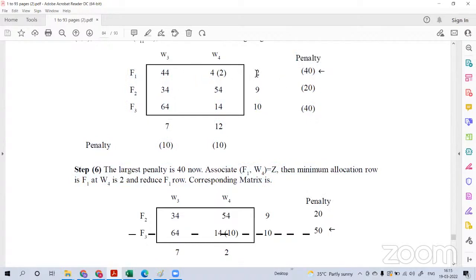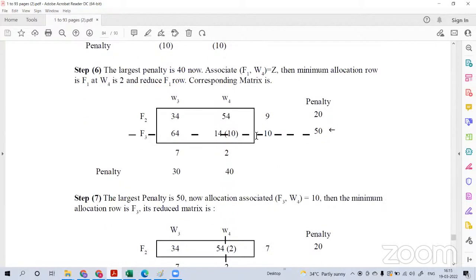In that row, which cost is the least? We should be alert to the availability. The least is 4, so I allot 4 into 2. So the row and column, the row I remove. Then I will get F2, F3.